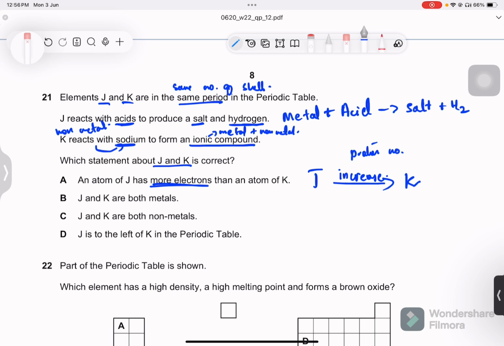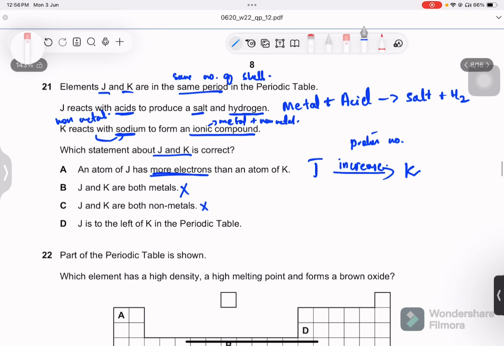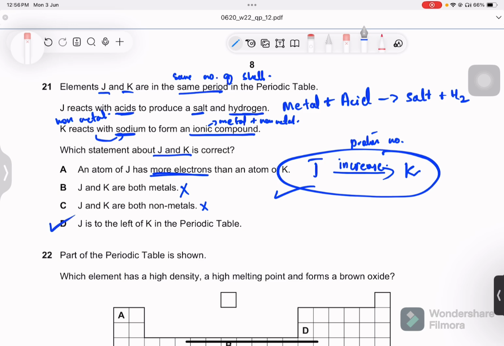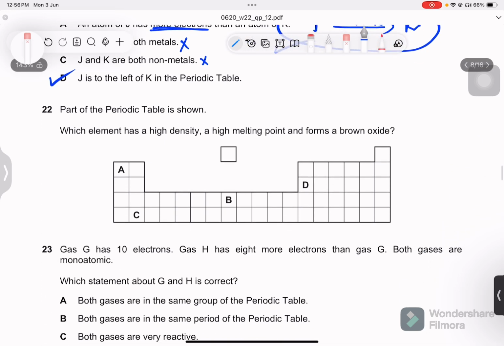Next, J and K are both metals. We already decided K is a non-metal. We already decided J is a metal. So C is incorrect. J is to the left of K in the periodic table, evident from this option D. Part of the periodic table is shown. Which element has a higher density, so it should be a metal, and a high melting point, again a metal, and forms a brown oxide.